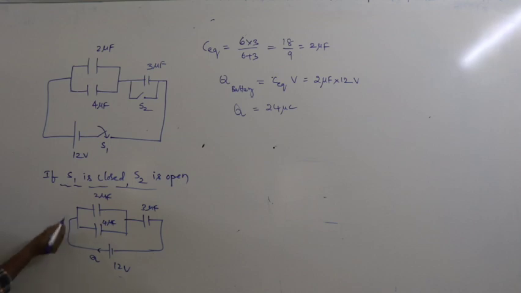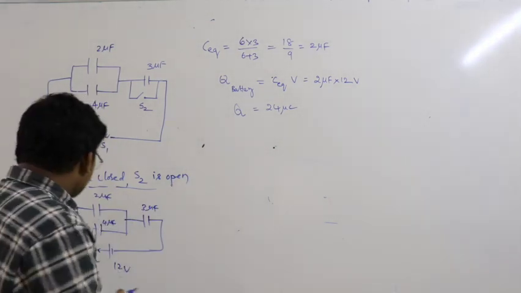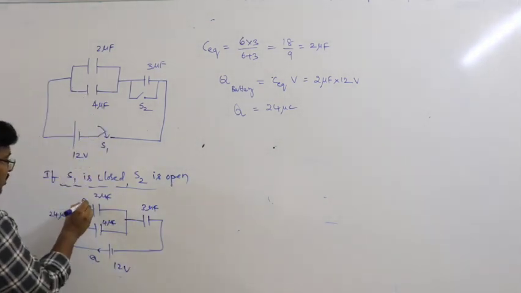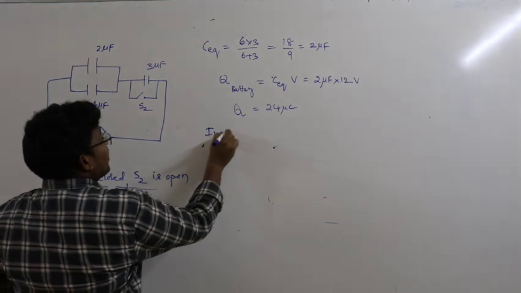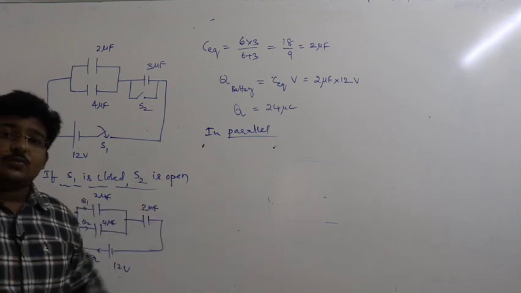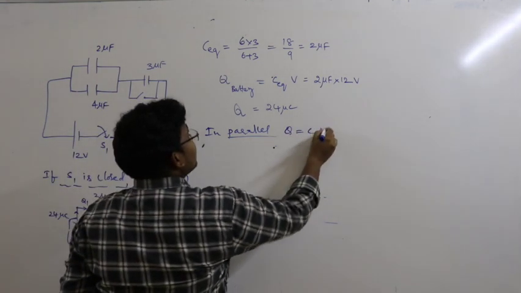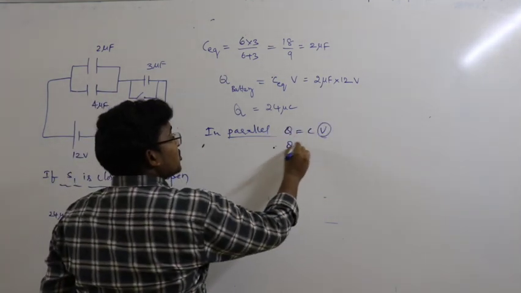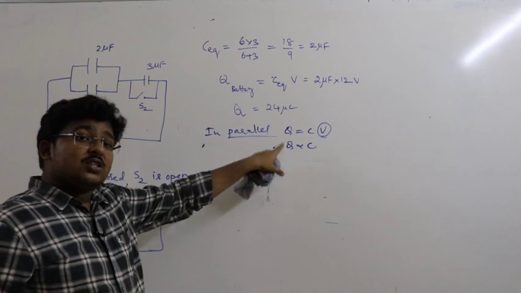Now this charge will split into 2. This is 24 microcoulombs. Now this charge will be split into parallel connections. You know that charge will be divided into 2 parts. Now this one I can say is Q1 and this is Q2. Okay, and in a parallel connection, I told you how the charges are distributed. In parallel, potential is the same, so that Q is equal to CV. Potential is the same, so charge is directly proportional to capacitance. Whose capacitance is more, through that more charge will pass.